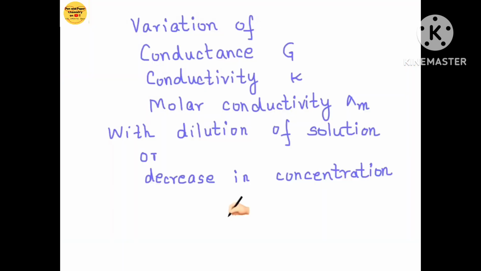The heading that we are covering today is variation of conductance G, conductivity kappa, molar conductivity lambda m with dilution of solution, or what is called as decrease in concentration of the solution. And what do we mean by this sign?